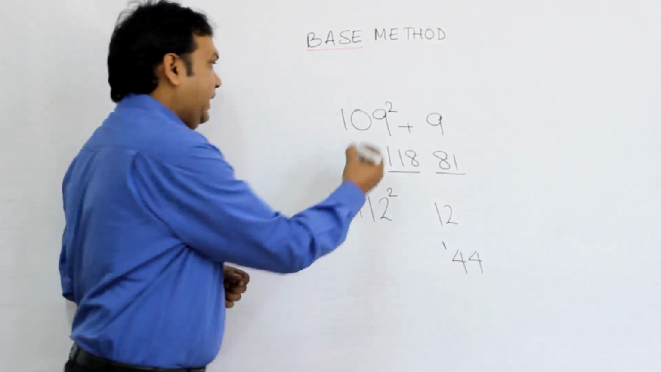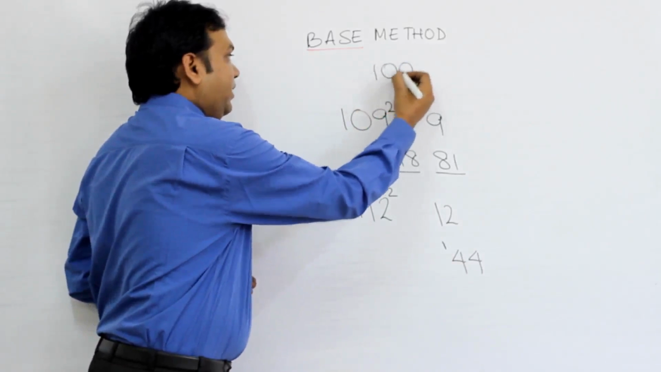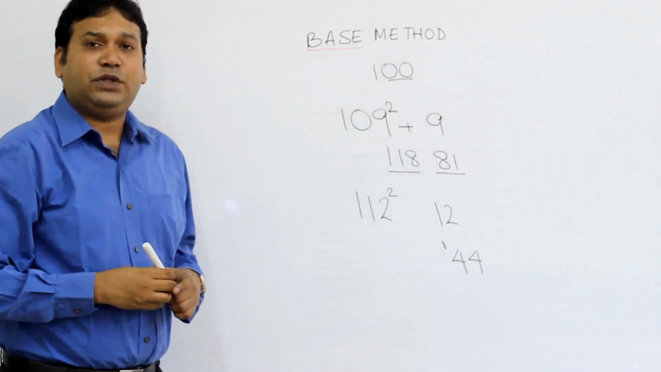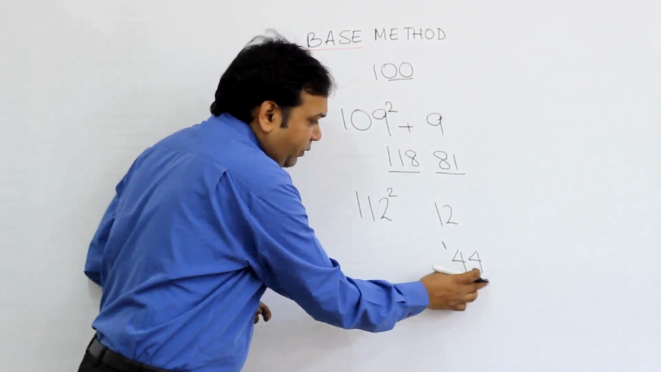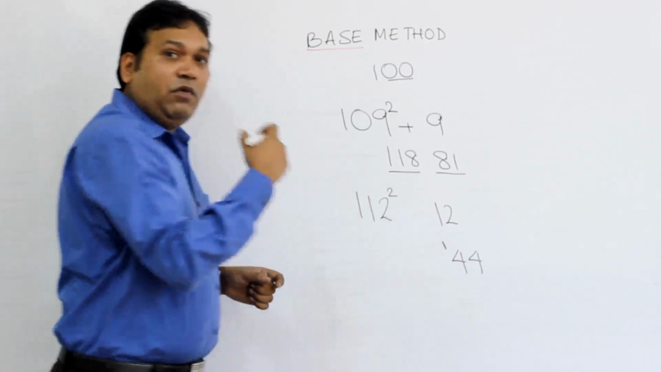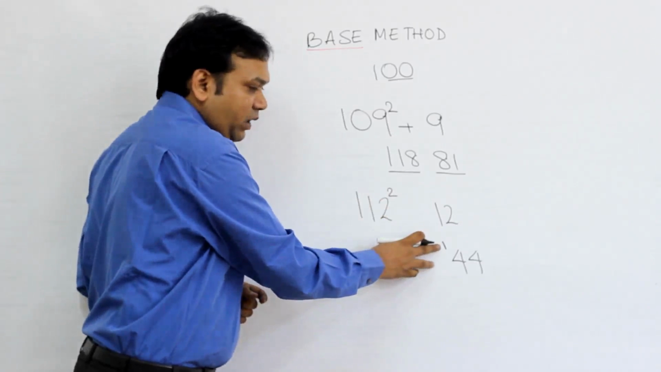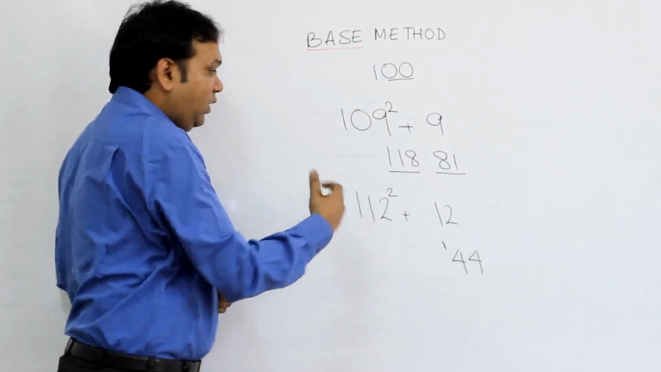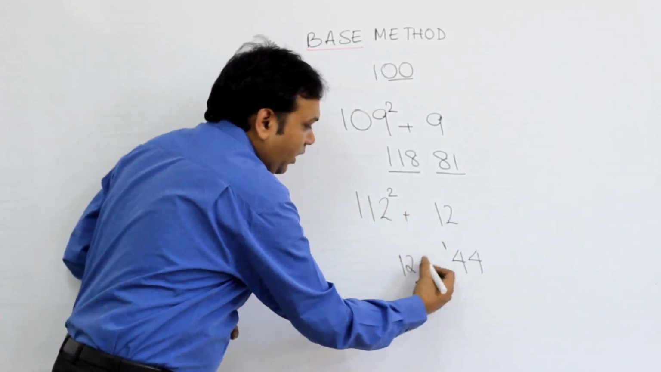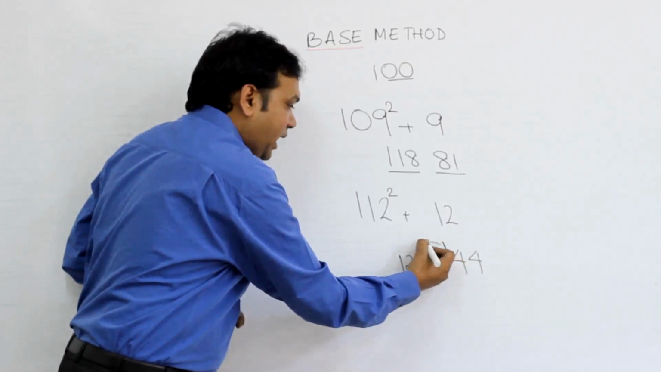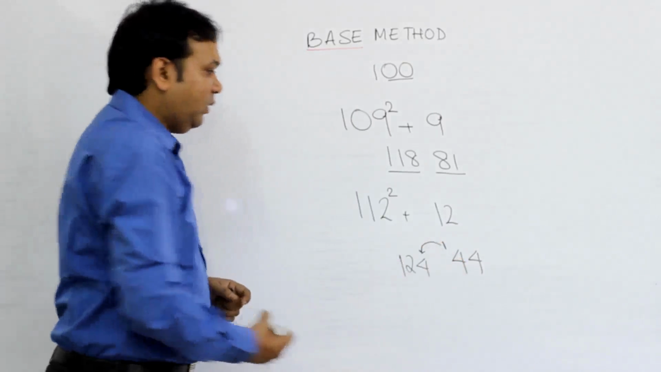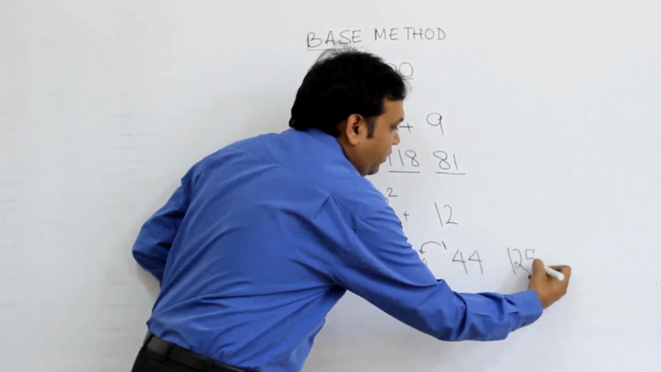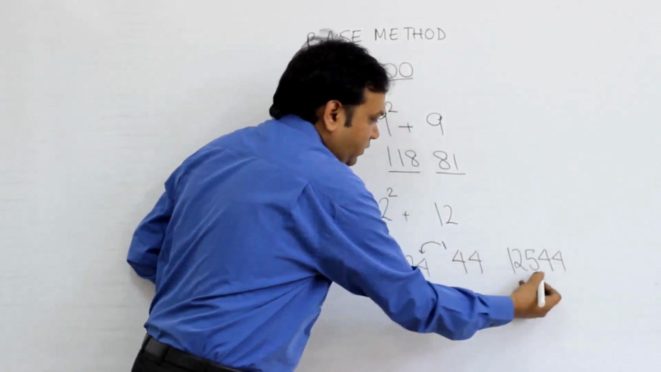Because the base contains 2 zeros. The base, remember, is 100 here. It contains 2 zeros, so we can write only up to 2 digits. If it has more than 2 digits, we take the carry, like 1. And the same step: 12 plus 112, that's 124. But remember, there's a carry here. Add this 1 to this number 124. What do you get? 125, 44. 12544.